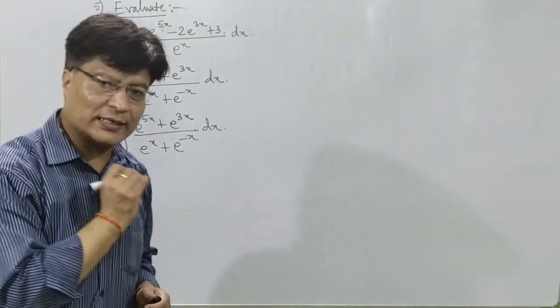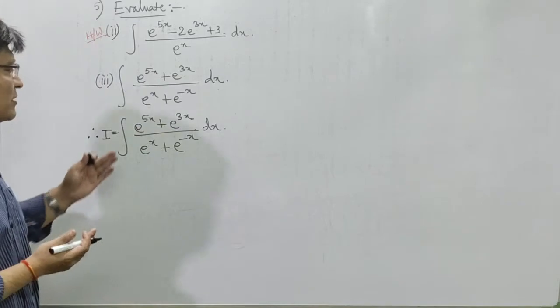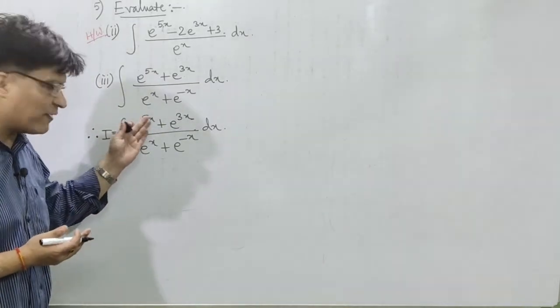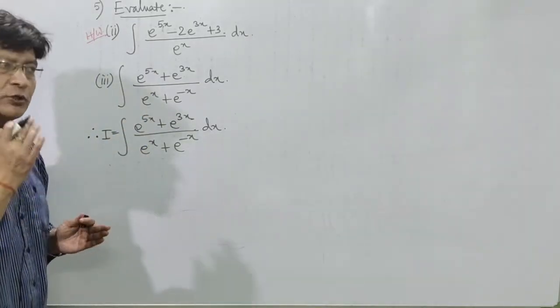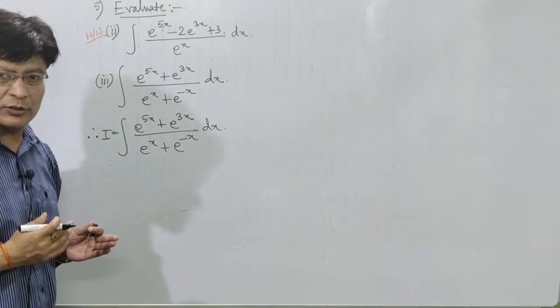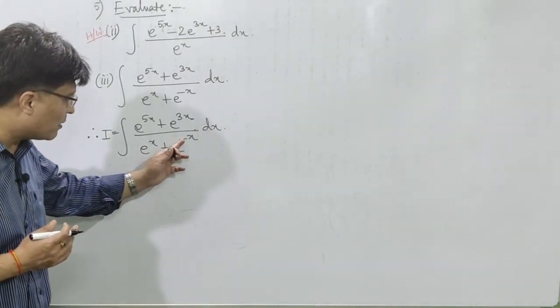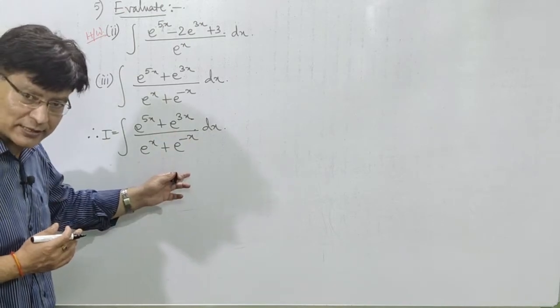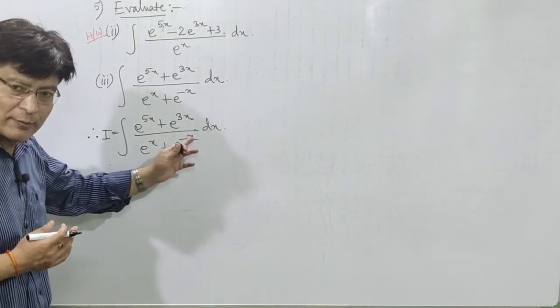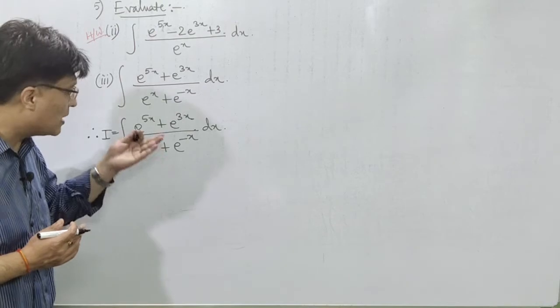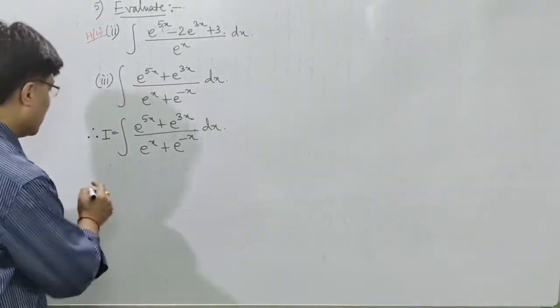Let us simplify it first. You cannot integrate it directly because a fraction is given here. So how will you simplify here? Since you know that e to the power minus x is 1 upon e to the power x, isn't it? Let us simplify it. e to the power minus x is 1 upon e to the power x, and in the numerator you can take common here.